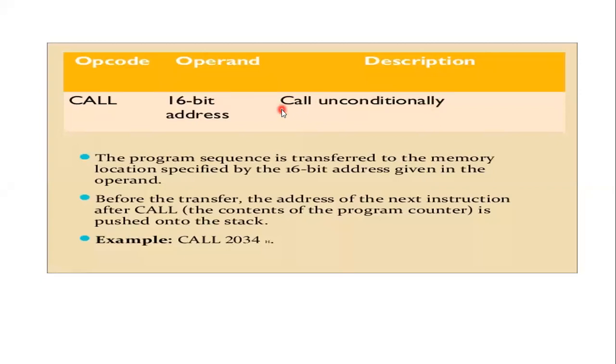Call instruction. The opcode is CALL and the operand is a 16-bit address. Call unconditionally: the program sequence is transferred to the memory location specified by the 16-bit address given in the operand. Before the transfer, the address of the next instruction after the call is pushed into the stack.